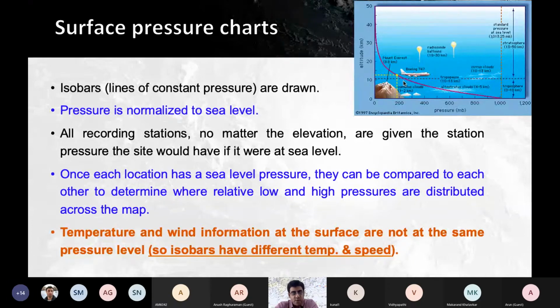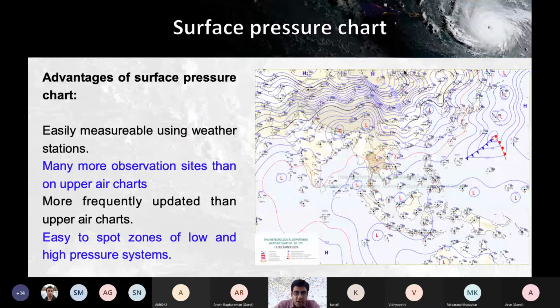If you look at temperature and wind information, that is in no way normalized. Every point on this particular line, this red line that I have drawn, is a constant pressure line, but at every point on that line, the temperature and wind could be very, very different. Although the pressure is the same, the temperature and wind speed will be very different.